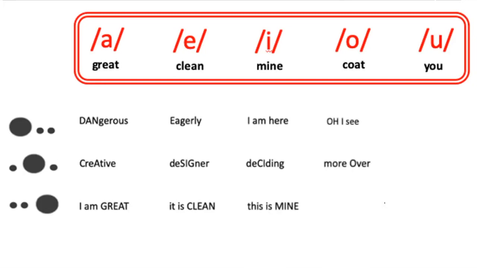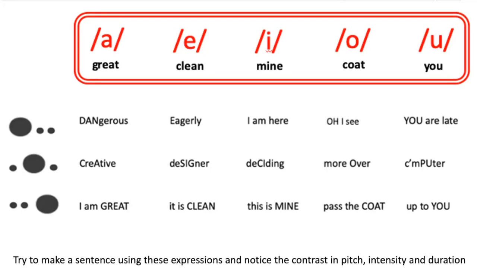Oh, I see. Moreover, and pass the coat. And you are late. Computer, and up to you. And you can get students to find out their own examples as well. So they try to make their own examples too, but looking at these words, you can ask students to focus on one aspect, the pitch, the intensity or duration, to make the right appropriate syllable sound.